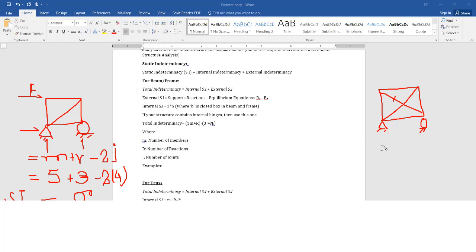which has no redundant element. In case of a redundant element added to it, you have a number of elements, like 1, 2, 3, 4, 5, and 6. Number of members is 6. Total number of reactions is only 3. And you have joints 1, 2, 3, 4, minus 2 into 4 joints. So in this case, 9 minus 8, you have 1 degree of structural indeterminacy, which is purely internal indeterminacy because of the addition of a redundant element.